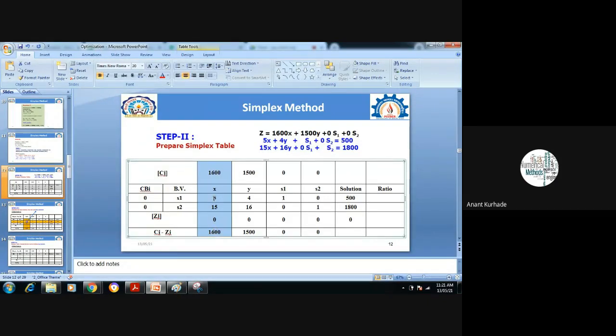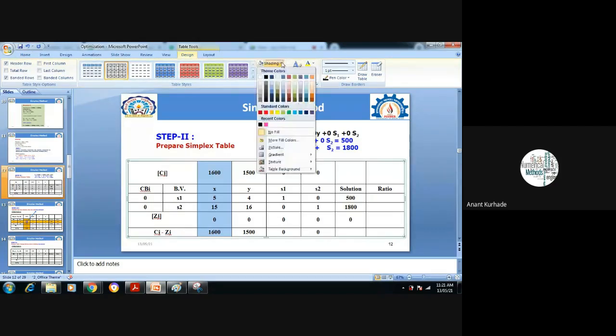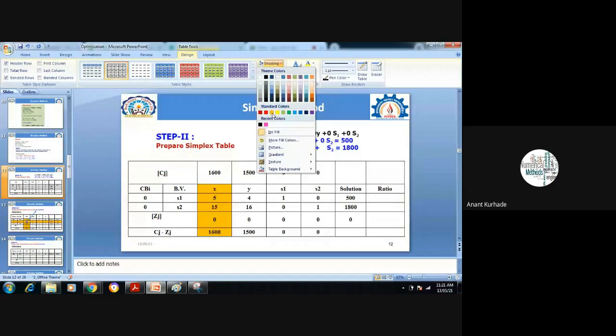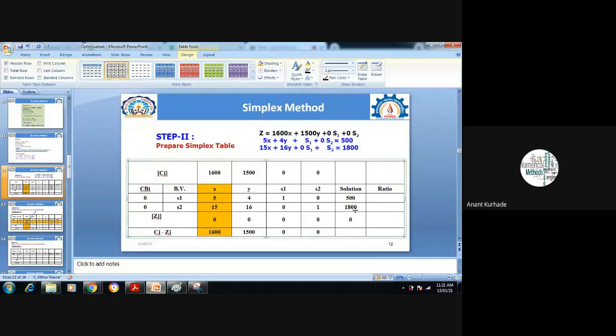Okay, so now the key column. So this is our key column. Just color it. Okay, now next your aim is to find the key row, and finding the key row depends upon the value of the ratio. How can you calculate the ratio? It is the solution divided by the respective element from the key column.